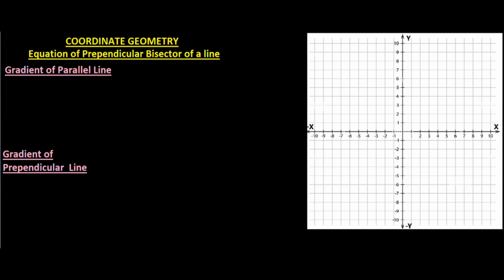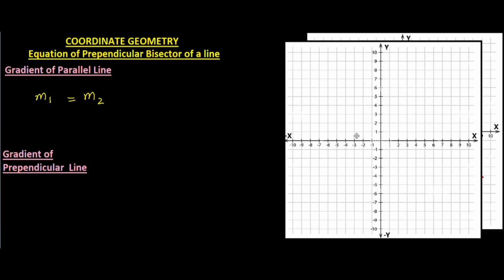Let's suppose we have two lines which are parallel, line 1 and line 2. You can also consider that one line is that and the other line is that. But these two lines are exactly parallel to each other. So if these two lines are parallel to each other, then the gradients of these two lines are always equal. For example, the gradient of line 1 is m1 and the gradient of line 2 is m2. So these two gradients are equal.